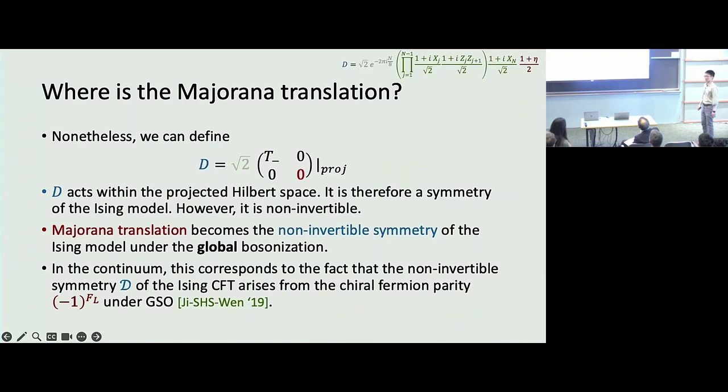Okay, so to quickly summarize, from viewing the Ising model as a Majorana model with a Z_2 symmetry gauged, we find this non-invertible operator.